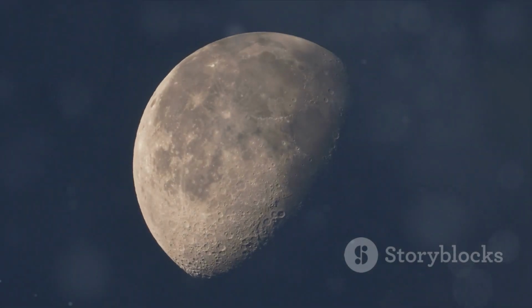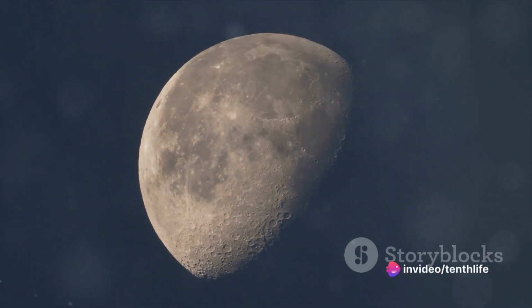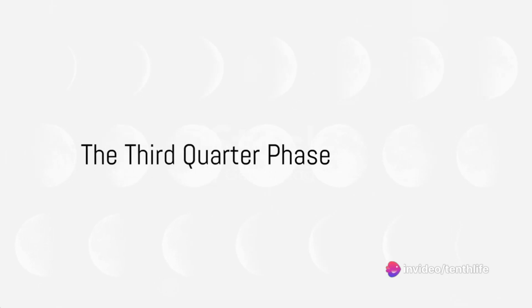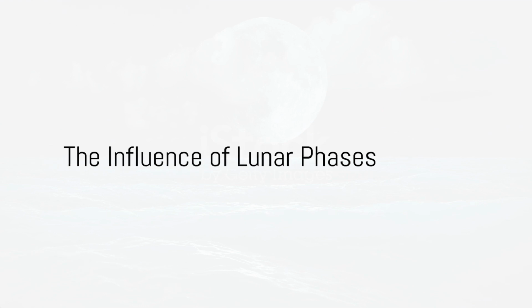The waning gibbous phase is up next, where more than half of the moon is still illuminated, but less than during the full moon. Following this, we reach the third quarter or last quarter phase. Again, half of the moon is illuminated, but this time it's the other half. Finally, we come to the waning crescent phase. Only a sliver of the moon is left illuminated, and soon we'll be back to the new moon and the cycle begins anew. So how does this lunar cycle affect us?